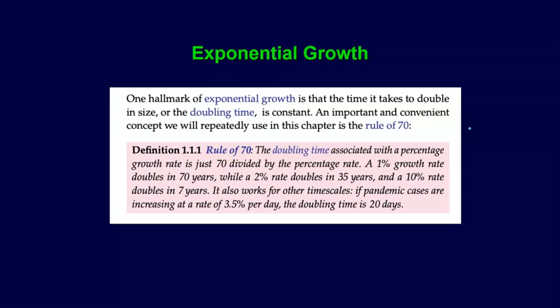There's a rule of thumb that we'll use, and we'll go through and show how this works and why this works. It's called the rule of 70. It says the doubling time associated with the percentage growth rate is 70 divided by that percentage rate.